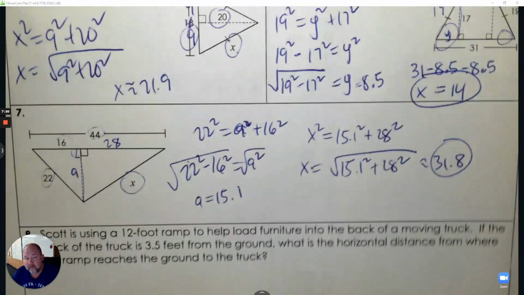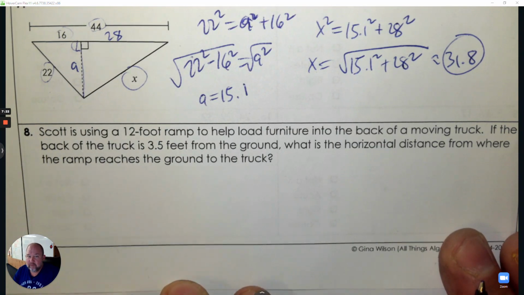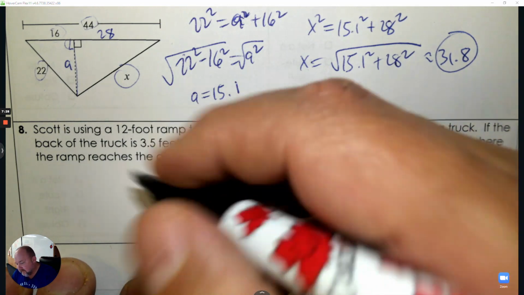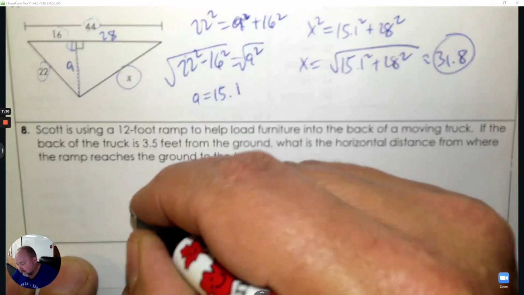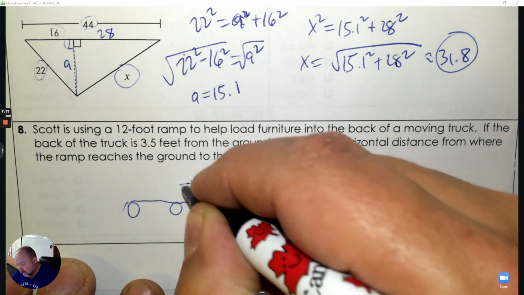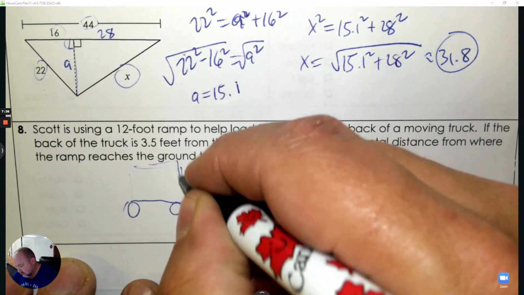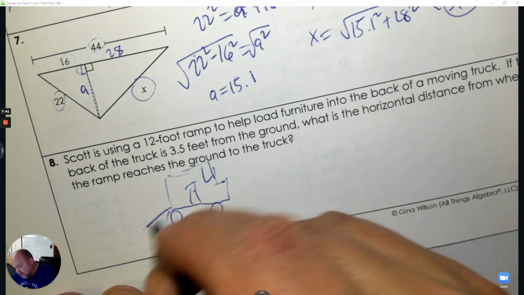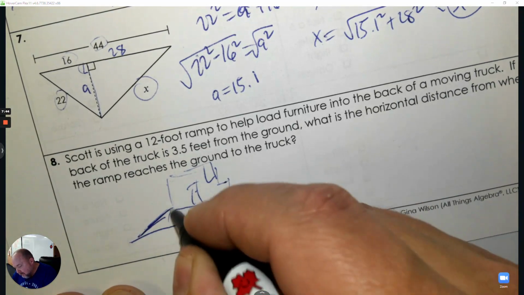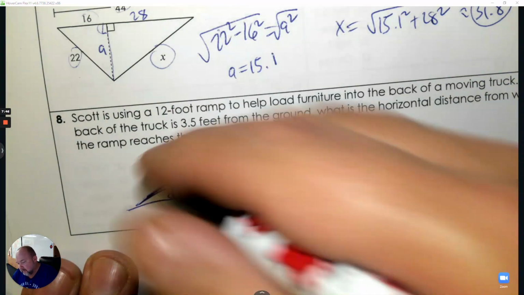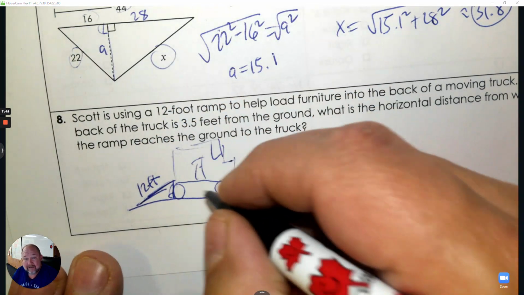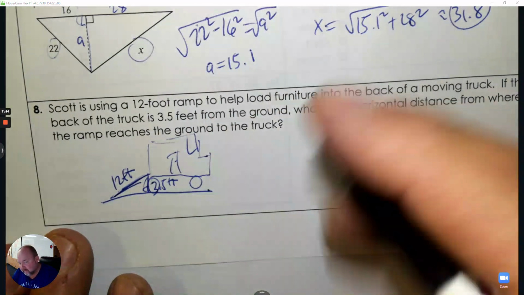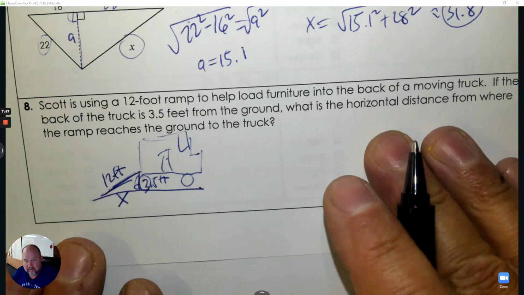All right, Scott is using a 12-foot ramp to help load furniture to the back of a moving truck. If the back of the truck is 3.5 feet from the ground. So let's pretend that this is a great drawing of a truck. Not a great truck, a little door. And we have a ramp going to that. That ramp obviously is a right triangle. The ramp itself is 12 feet. And the height going up is 3.5. And then the question is, what's the horizontal distance right here that I need to find?